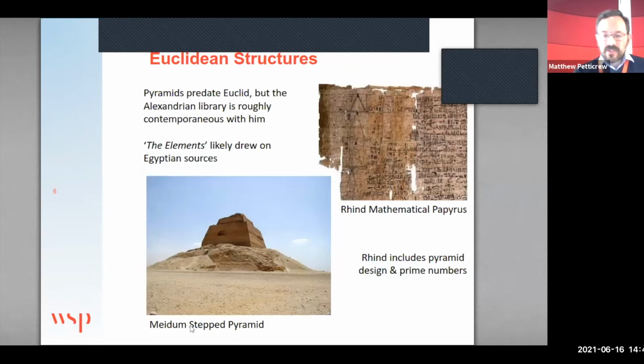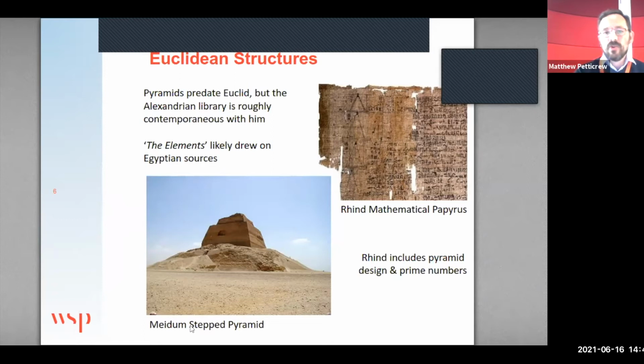The first structure that I've selected to talk about is the pyramid at Maidum, and it represents the Euclidean type of structure. Now, the reason I've chosen a pyramid is because it's necessarily reliant on Euclidean geometry. Indeed, if you were to go to the British Museum, you could see the Rhind papyrus, which specifically talks about the geometry of pyramids.